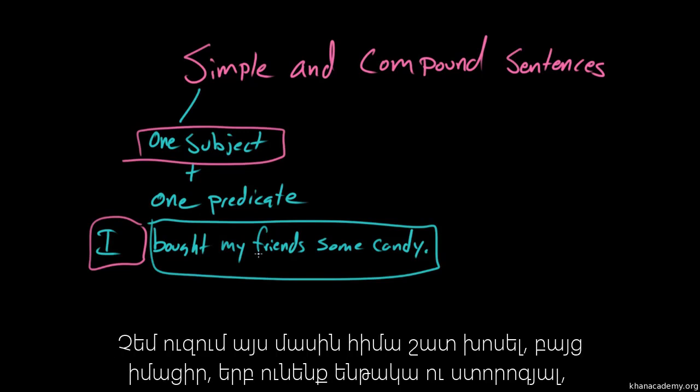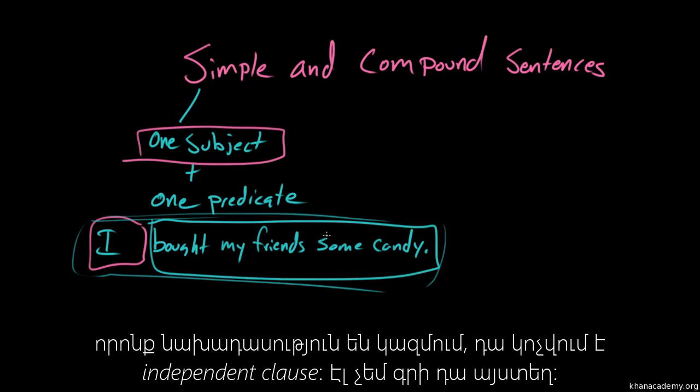I don't want to hit that too hard right now. But when you have this set of subject and a predicate together, and it can be a sentence, that's called an independent clause. I'm not even going to write that down.